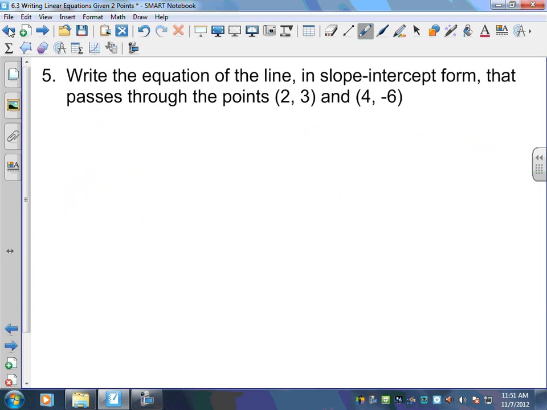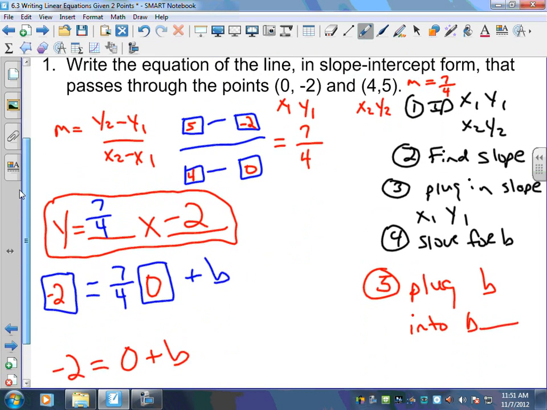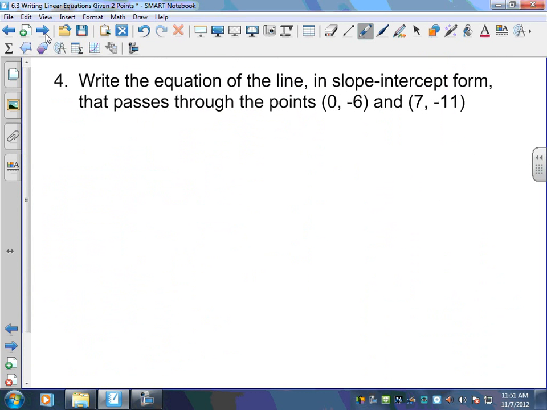Okay, so now let's see what the next step is. I found my slope. So next, after I find my slope, I plug in slope, x1, y1, and solve for b.